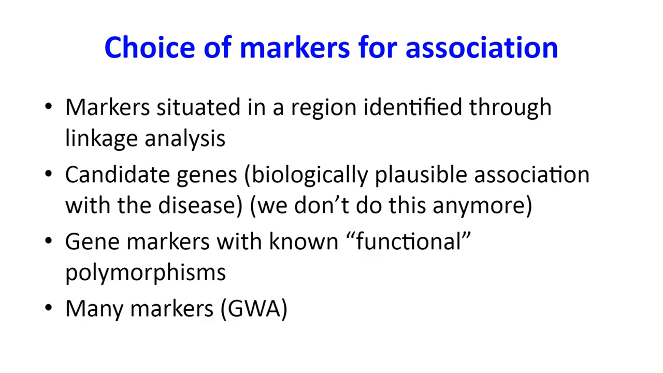And the idea here was basically to pick a candidate gene. The idea is to pick a biologically plausible gene that you think, given what you know about the biology of the disorder, or some other evidence, is plausibly associated with the disease. You then, within that gene, go to the genetic marker variation within that gene and try and pick a functional polymorphism, a functional genetic variant that is reasonably frequent in the population.